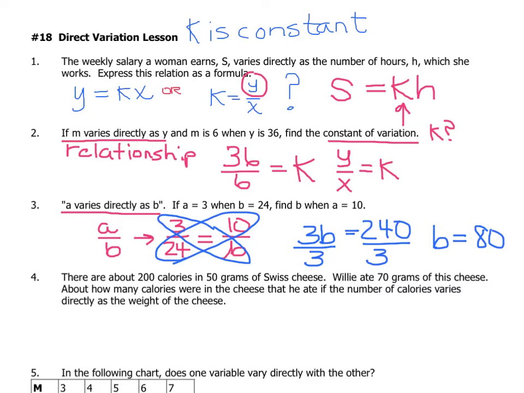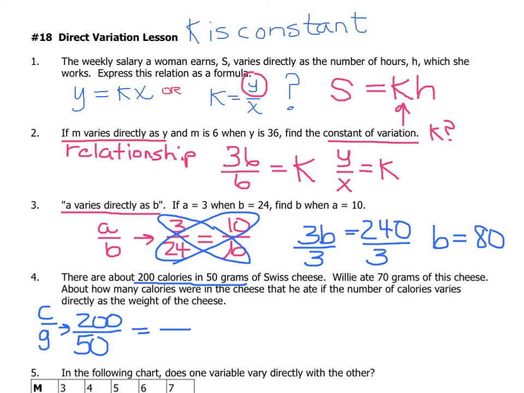All right, so let's look at number 4. There are about 200 calories in 50 grams of Swiss cheese. So there's the relationship. Willie ate 70 grams of this cheese. About how many calories were in the cheese? So here's the relationship. So for every 200, we have 50 grams. So we have calories over grams. So 200 over 50. Willie ate 70.